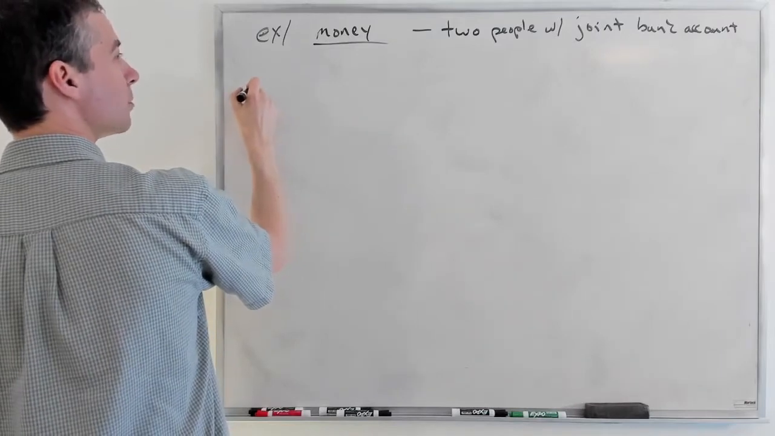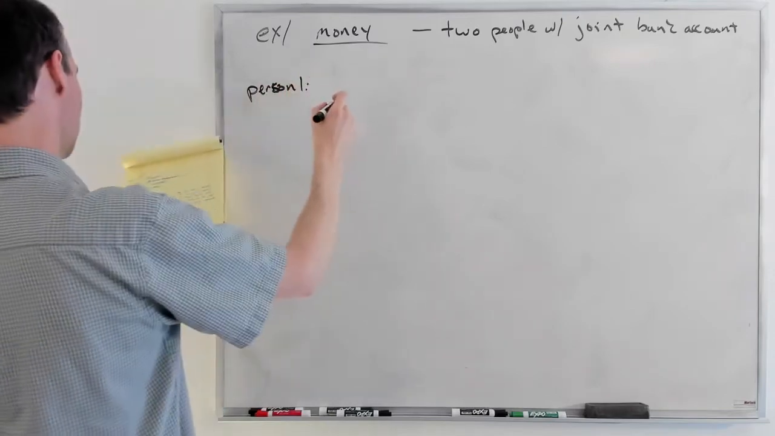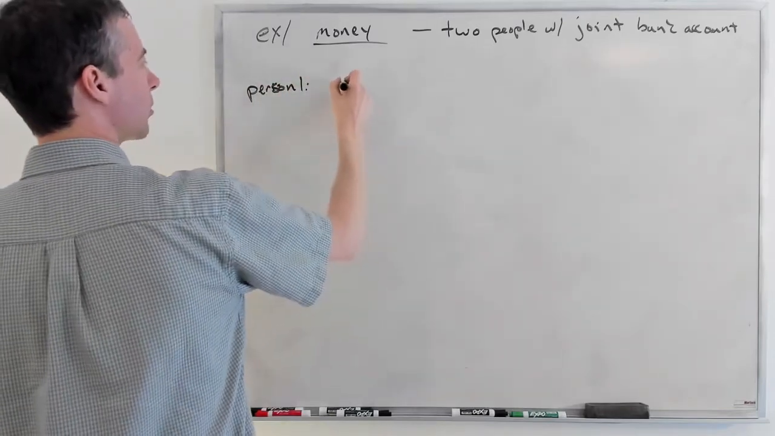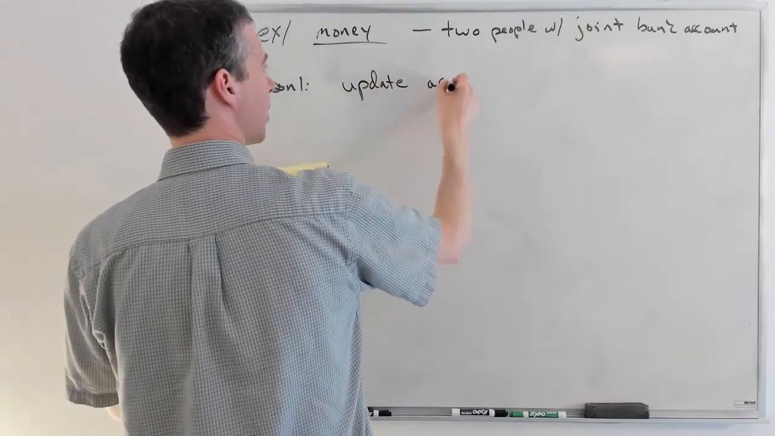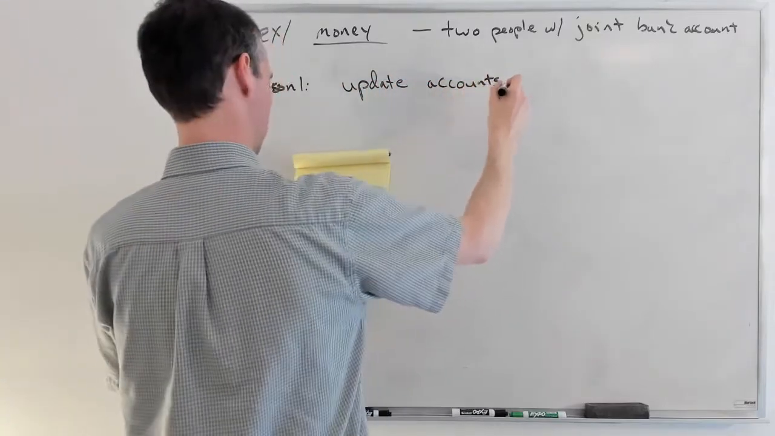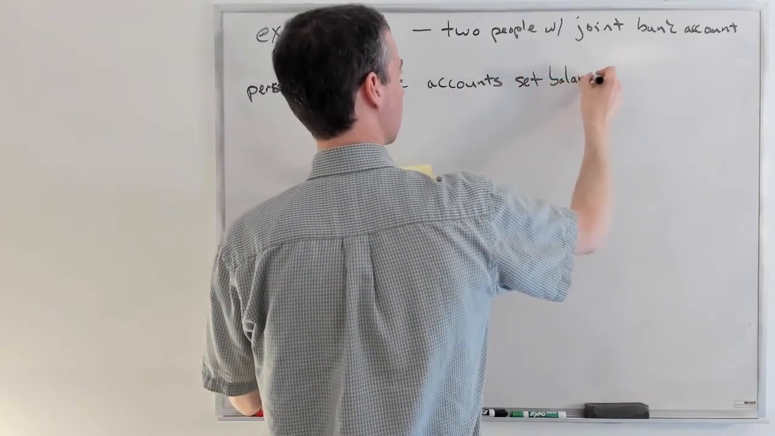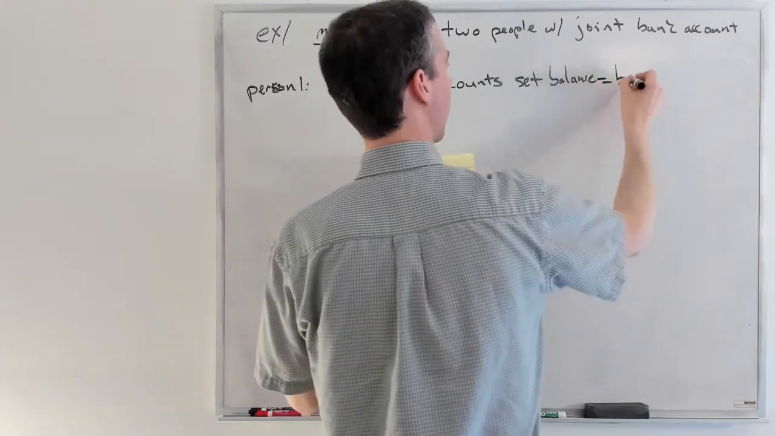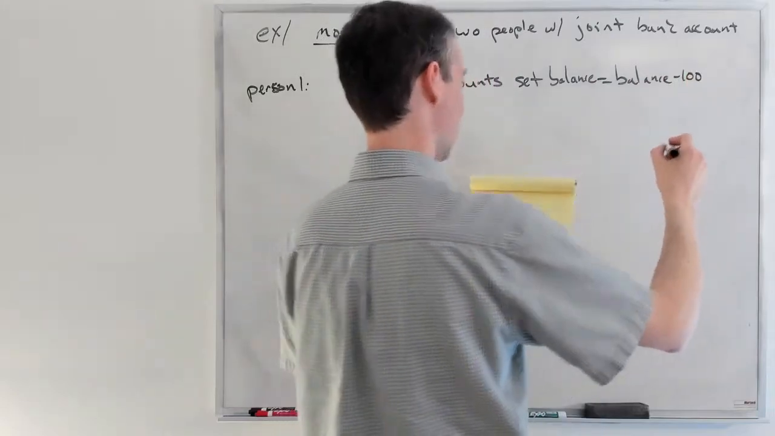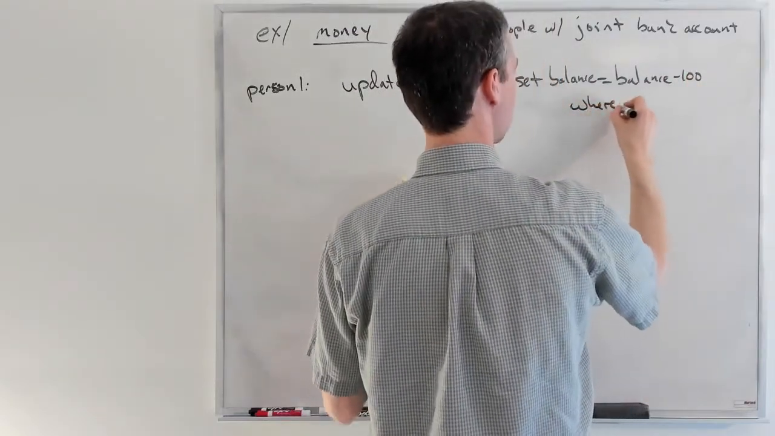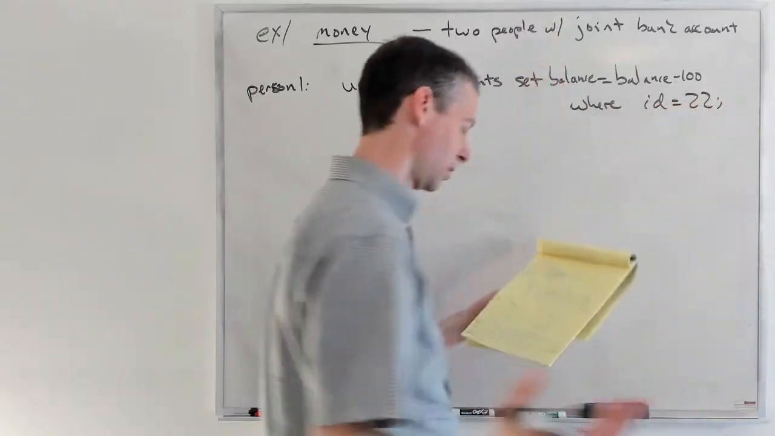checkout and they're going to use their debit card, person one is effectively going to have a SQL statement that needs to run, which is update, and let's say we have a table accounts, and we're going to set the balance in the account equal to the balance minus the cost, which is $100. And yes, we need to be sure that we change the correct account. So it's where the ID is. Let's just say it's account 22.